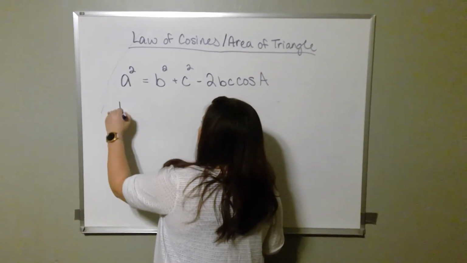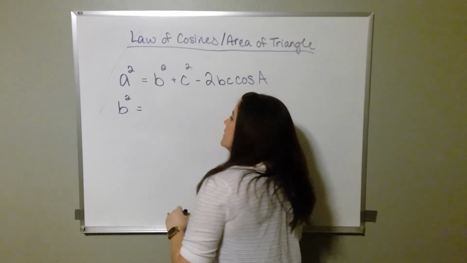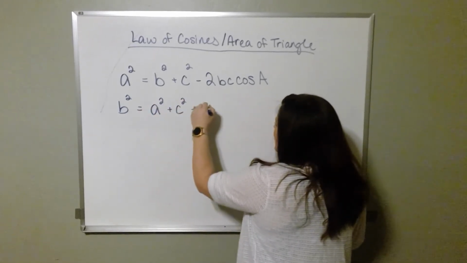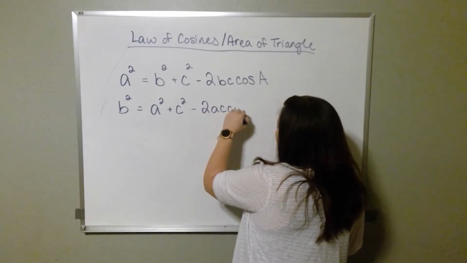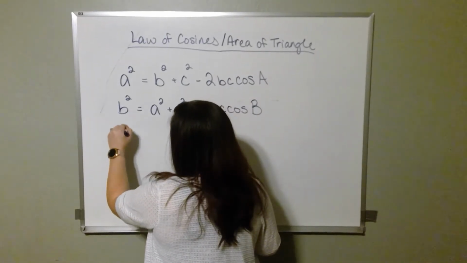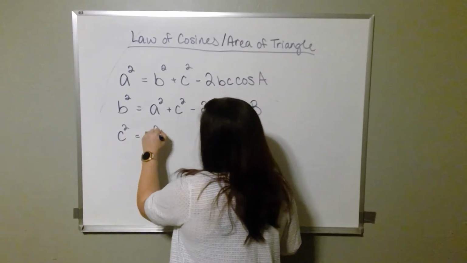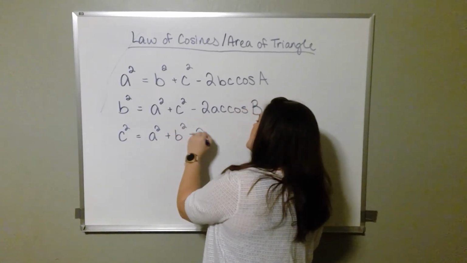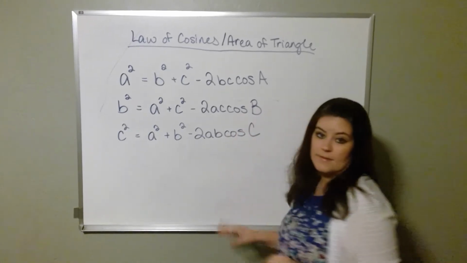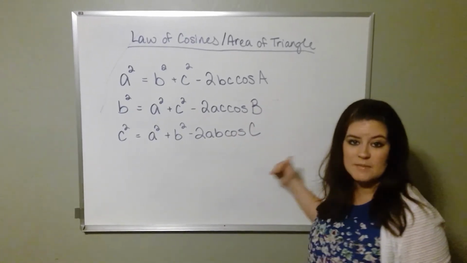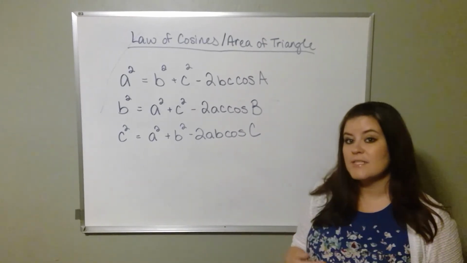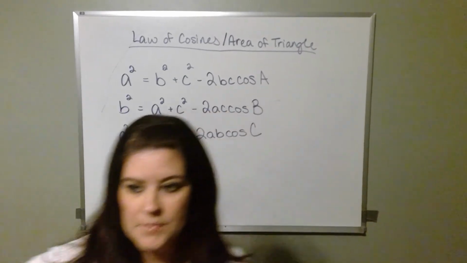So the second version: b squared equals a squared plus c squared minus 2ac cosine angle B. And the third version: c squared equals a squared plus b squared minus 2ab cosine angle C. So you can tell how they're all very similar. The a, b, and c's are just in different places. So let's get started with our first example, and we'll talk about how to pick which one to use.